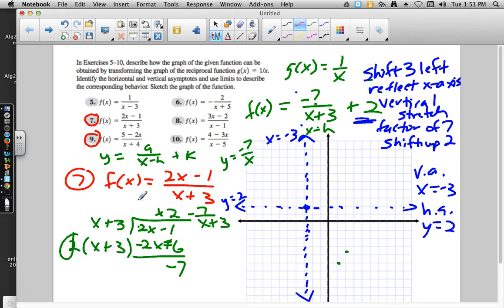So remember, I put a 1 in and I had a negative 7. So from this, I'm going to count 1 over and 1, 2, 3, 4, 5, 6, 7 down. And then from that intersection of my two asymptotes, I know that if I go 2 over, it's 1, 2, 3 and a half.